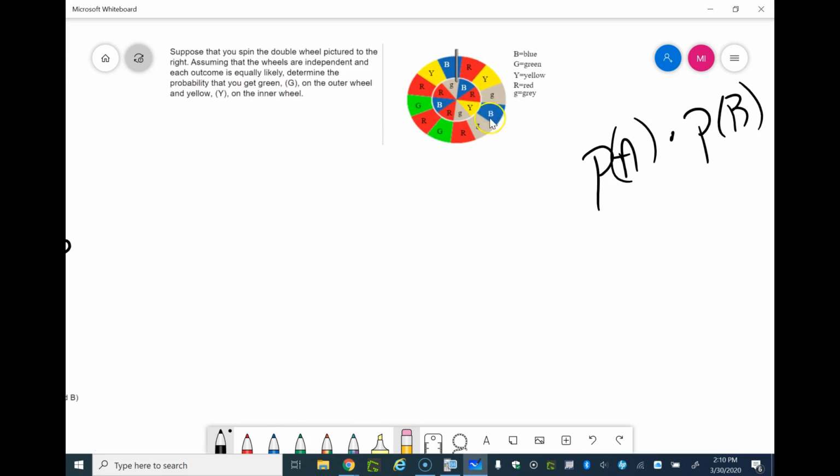Here's the outer wheel. And how many green do we see? We see 2. But how many? So we have a 2 out of what chance to get a green? Let's look at the total. 1, 2, 3, 4, 5, 6, 7, 8, 9, 10, 11, 12. Times. Now let's look at the inner wheel for a yellow. So here's one yellow. So it's going to be 1, 2, 3, 4, 5, 6, 7, 8. So it's 8. So it's 1 out of 8 chance that we get a yellow for the inner wheel.